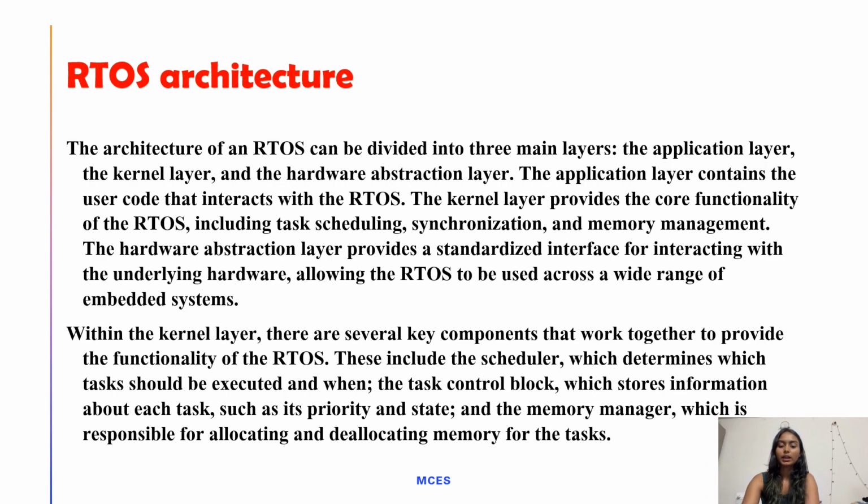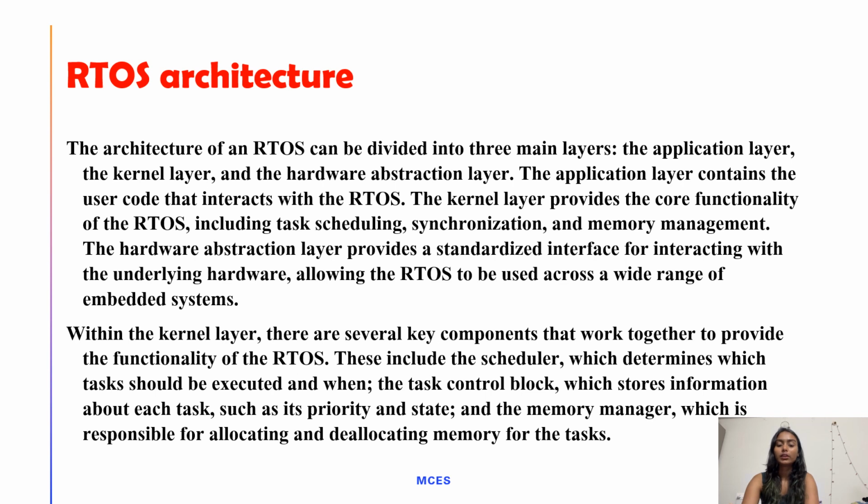So now RTOS architecture. The architecture of an RTOS can be divided into three main layers: the application layer, the kernel layer, and the hardware abstraction layer. The application layer contains the user code that interacts with the RTOS. The kernel layer provides the core functionality of the RTOS, including task scheduling, synchronization, and memory management. The hardware abstraction layer provides a standardized interface for interacting with the underlying hardware, allowing the RTOS to be used across a wide range of embedded systems.